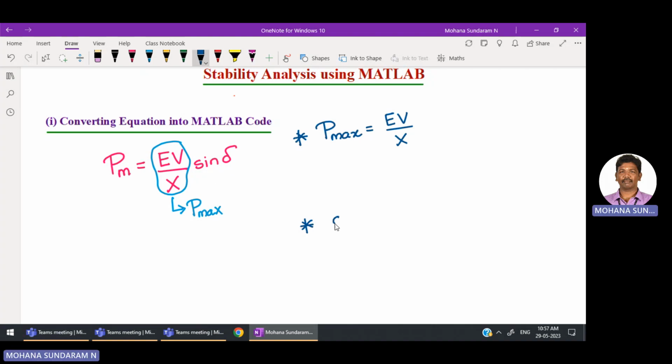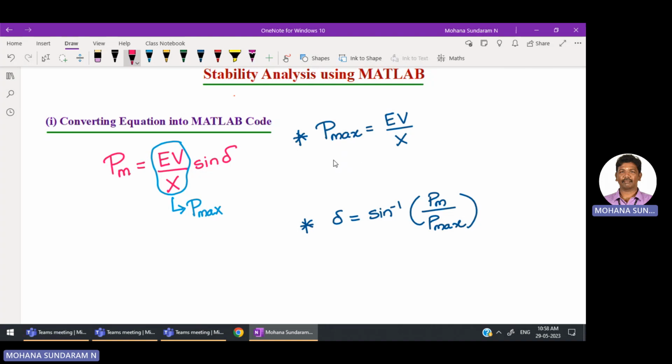So how to find this delta? Delta is equal to sine inverse of Pm divided by Pmax. To write a MATLAB code for this equation is very simple. You have to use a variable denoting this. Usually, if we have P suffix max, we cannot use a subscript or superscript in the MATLAB code, but it is better to have similar words so that it will be readable for anyone who looks at your code. Let me see how I'm going to convert this into a MATLAB code.